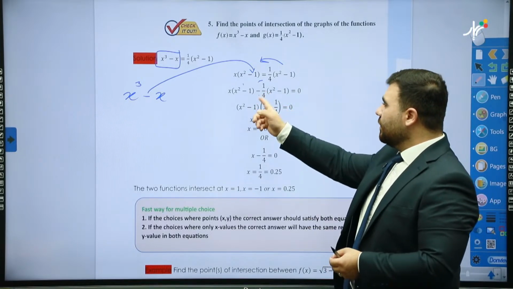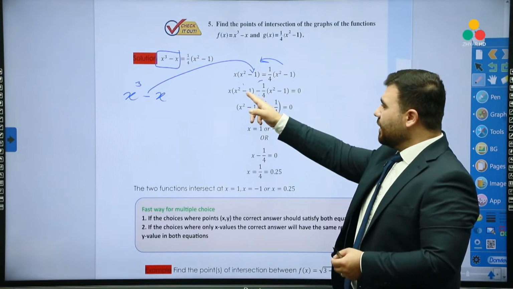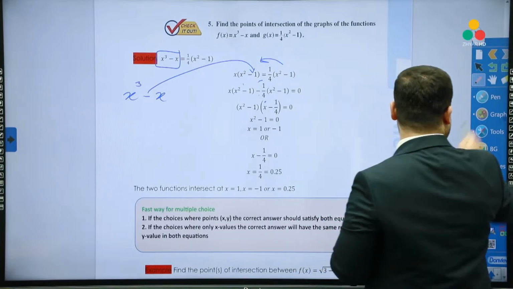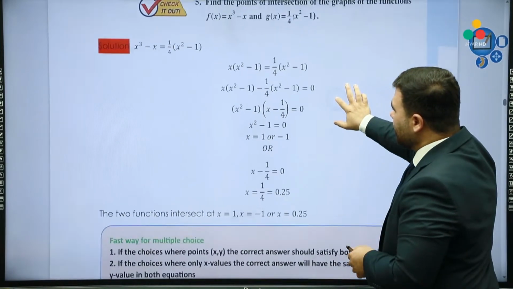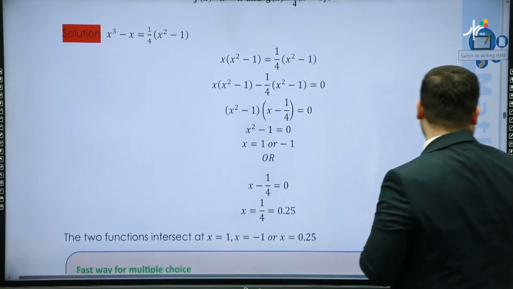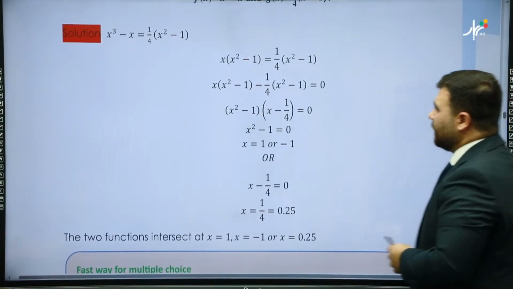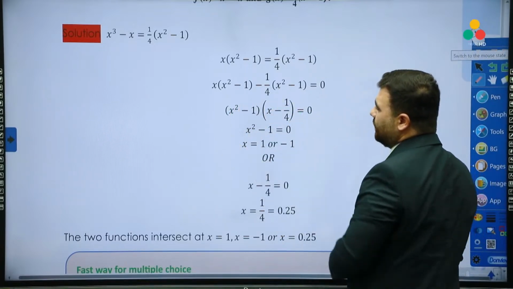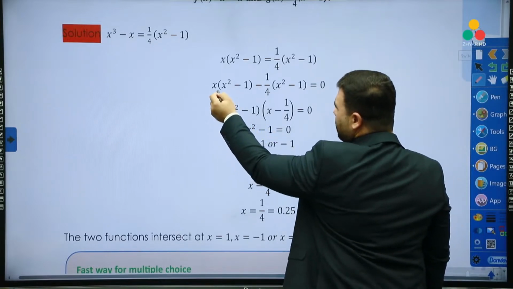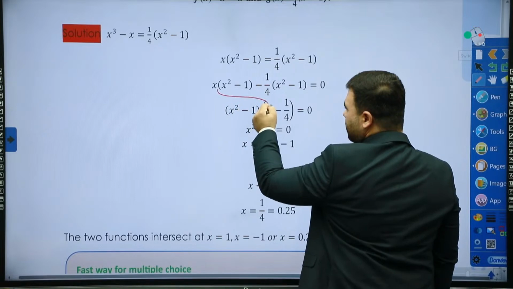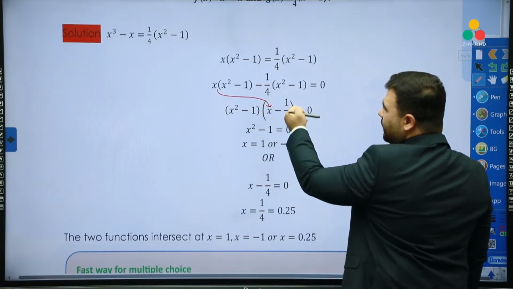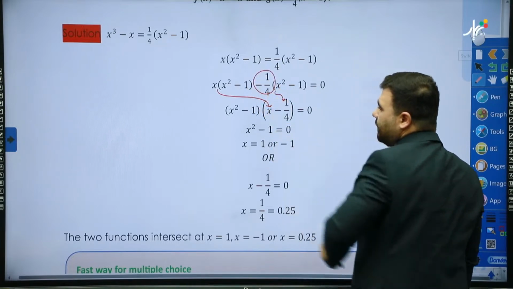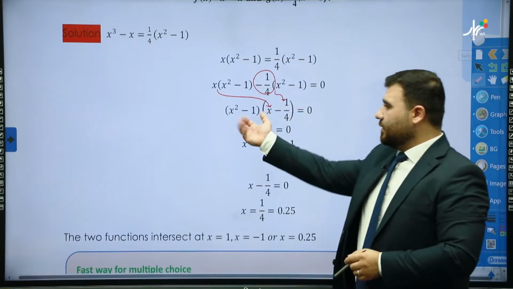Now, if we look at this, x squared minus 1 is a common factor again. Let's clarify this. Now, when this goes to the other side, we have x squared minus 1, x squared minus 1. I can take x squared minus 1 from each term. If I take x squared minus 1 from this side, what's remaining is only x. If I take x squared minus 1 from this side, what's remaining is negative 1 over 4. Then x squared minus 1 is the common part.